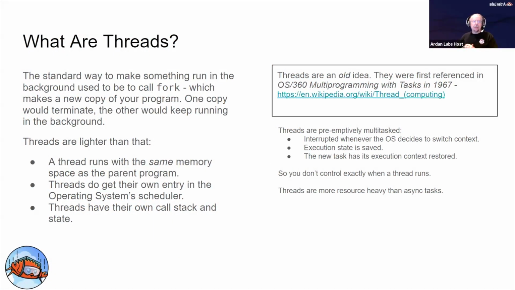Okay, so let's start with what are threads? Now, threads are a really, really old idea. The first reference that anyone I could find was all the way back in 1967 on a programming manual for the OS/360, which was an IBM room-sized mainframe that was built around the idea of doing multiple things at once. It could batch process through huge amounts of data. Threads come all the way back from there.